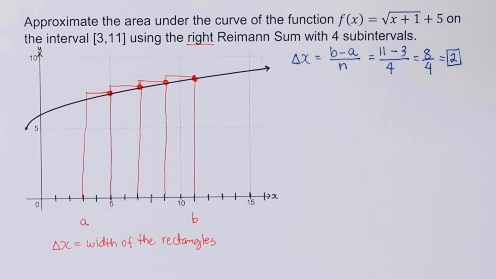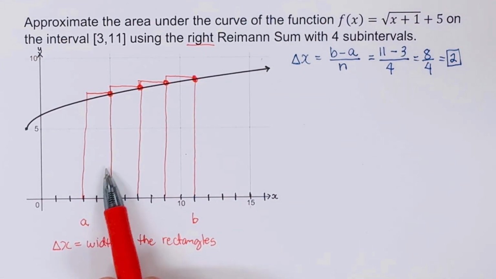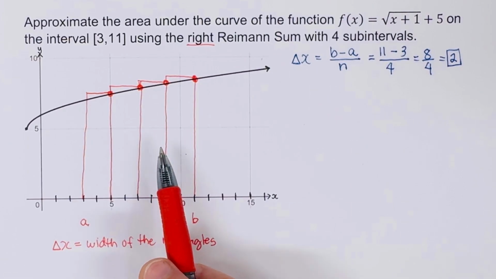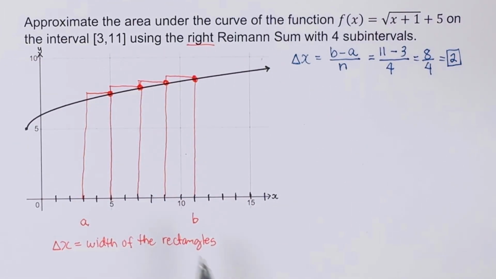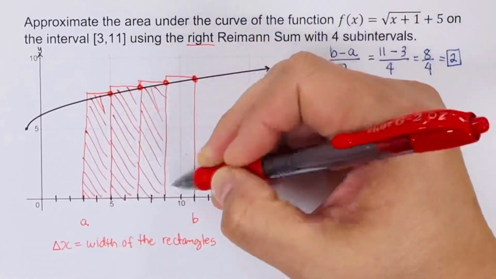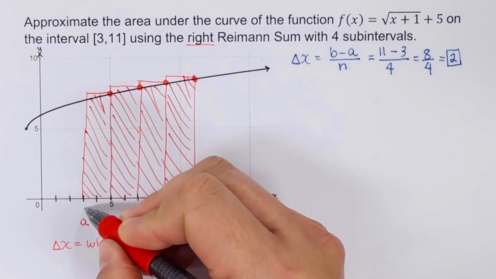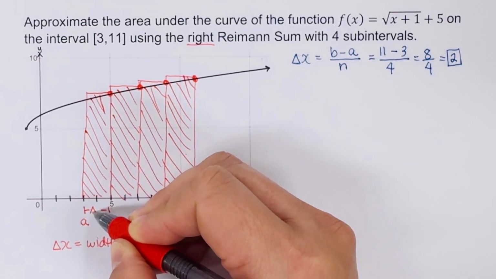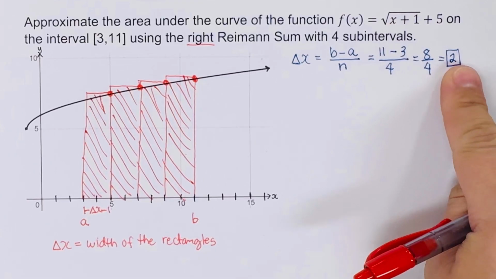So we're going to determine the area of all these 4 rectangles, and that is the approximate area under this curve from A to B. So I'm going to go ahead and shade this portion down here. So our delta x is actually the width of each of these rectangles, which is 2.